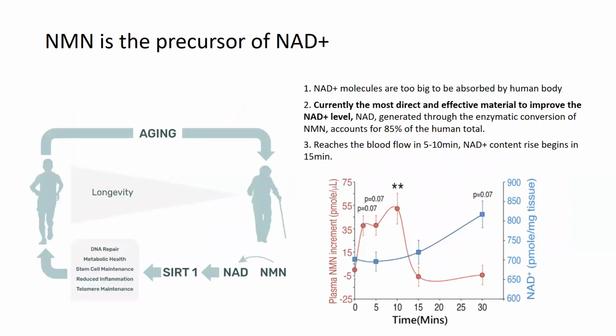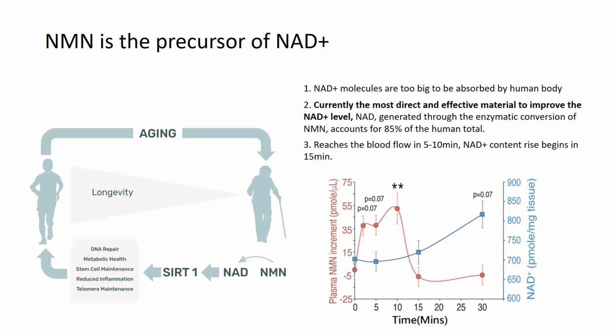Now, what is NMN? NMN stands for nicotinamide mononucleotide. The NAD+ molecules are too big and cannot be absorbed by the human body. Therefore, we need to look for another substance that can enhance and increase the NAD+ levels. And so currently, the most direct and effective material to improve the NAD+ level is NMN. NAD is generated through the enzymatic conversion of NMN, which accounts for 85% of it in humans in total. So right now, when you take NMN, it can reach the blood flow within 5 to 10 minutes and begin to increase the NAD level in your body within 15 minutes.